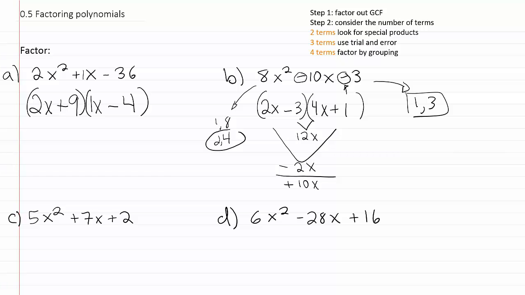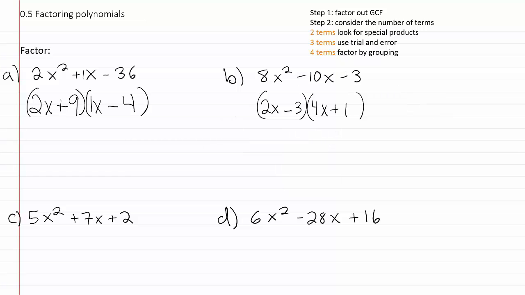Well, we're going to be changing the signs here and here, because that would mean that negative 3 times 4 gives you a negative 12x, and positive 1 times positive 2x is going to give you a positive 2x, the difference there being negative 10x, and this is our middle term in the polynomial. So we're done at that point. Our factoring is complete.